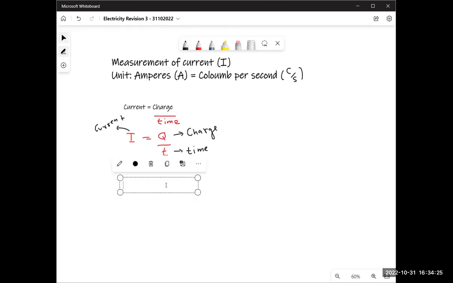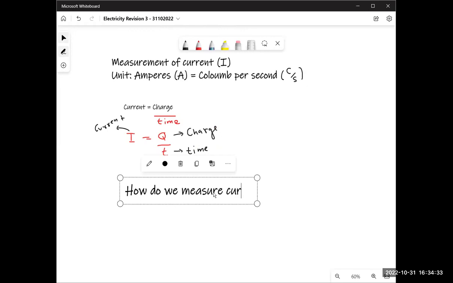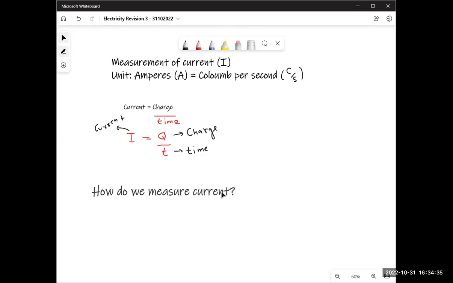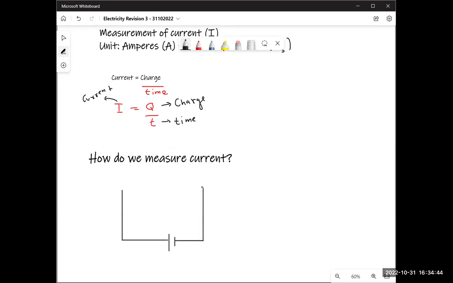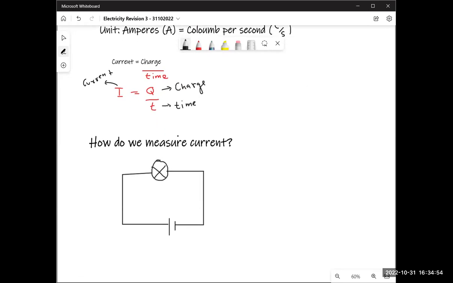Next thing is, how do we measure current? Finish writing, everyone. Tell me when you're done. To measure a current, let's first have a circuit right here. In this circuit, we'll have a battery. We'll have anything which uses up current, let's say a bulb that must use a current. So this is our circuit right now. We have a battery and we have a bulb.